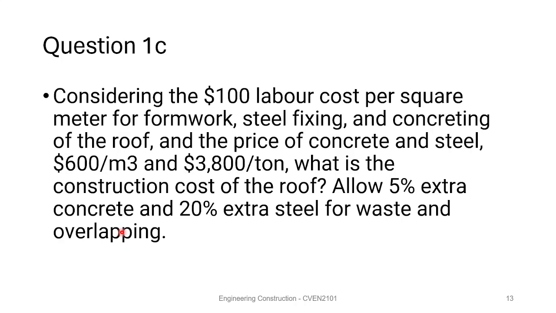Okay. Now we have the floor, we have the walls. Now we want to do the roof. So the roof is $100 per square meter for the fixing and all the stuff. It's $600 and $3,800 per cubic meter and per ton for the concrete and the steel. So what is the construction cost of the roof, allowing 5% extra concrete and 20% extra steel? Oh, forgot to include that one. Anyway, essentially, we move back to the question.